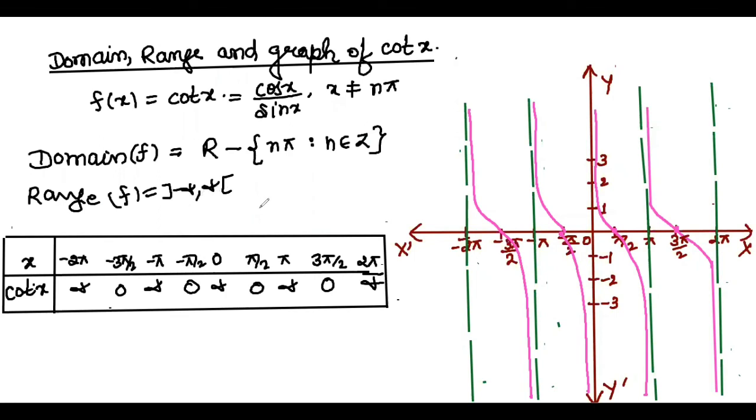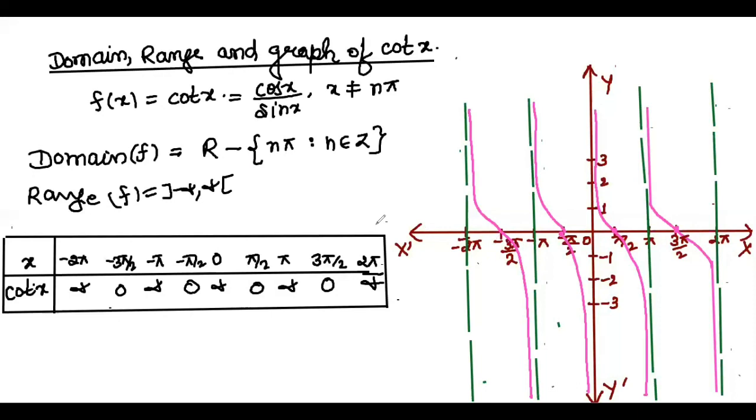Now the graph of cot x. Cot of 0 is infinity, cot of pi by 2 is 0, cot of pi is infinity, cot of 3 pi by 2 is 0, and cot of 2 pi is infinity. Now cot of minus pi by 2 is 0, cot of minus pi is infinity, cot of minus 3 pi by 2 is 0, and cot of minus 2 pi is infinity. So according to that, I have drawn the graph here. For infinity, I have used dotted lines.